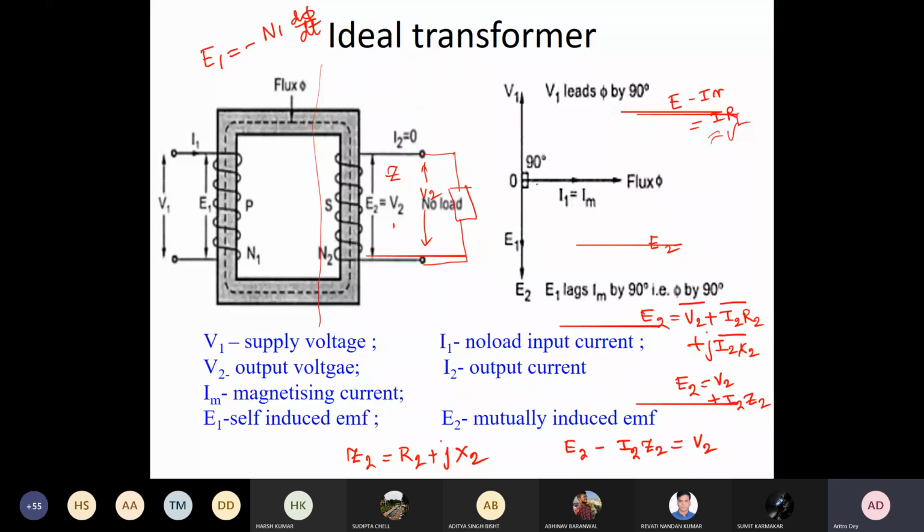Magnitude wise, it will be N1 into this. And whenever there is no leakage reactance and resistance, no resistance in the coil and no leakage reactance, then magnitude wise it is simply E1 plus I1 R1, whole square, plus I1 X1 whole square, root over of that, right? That is the magnitude.